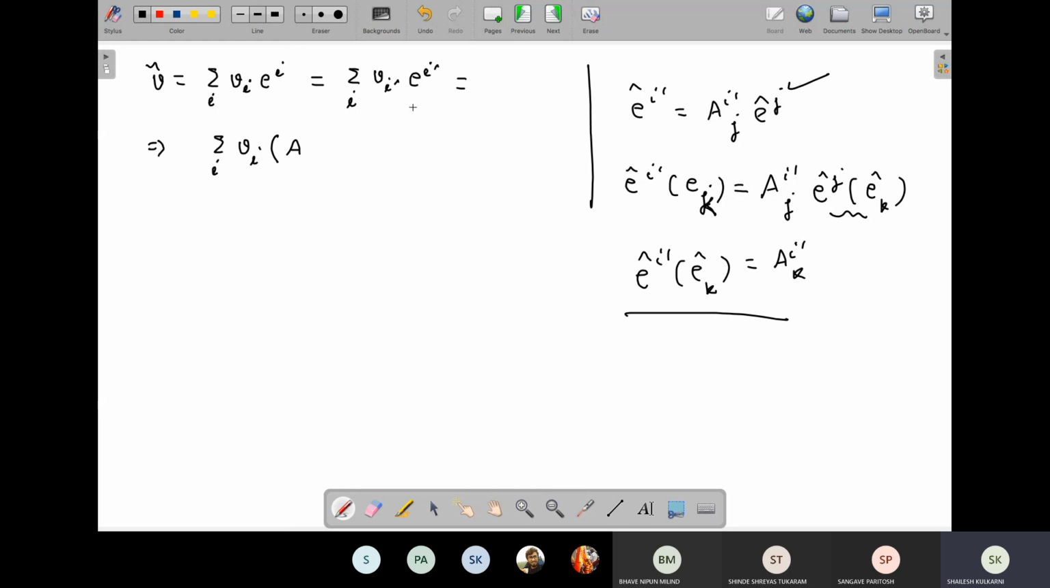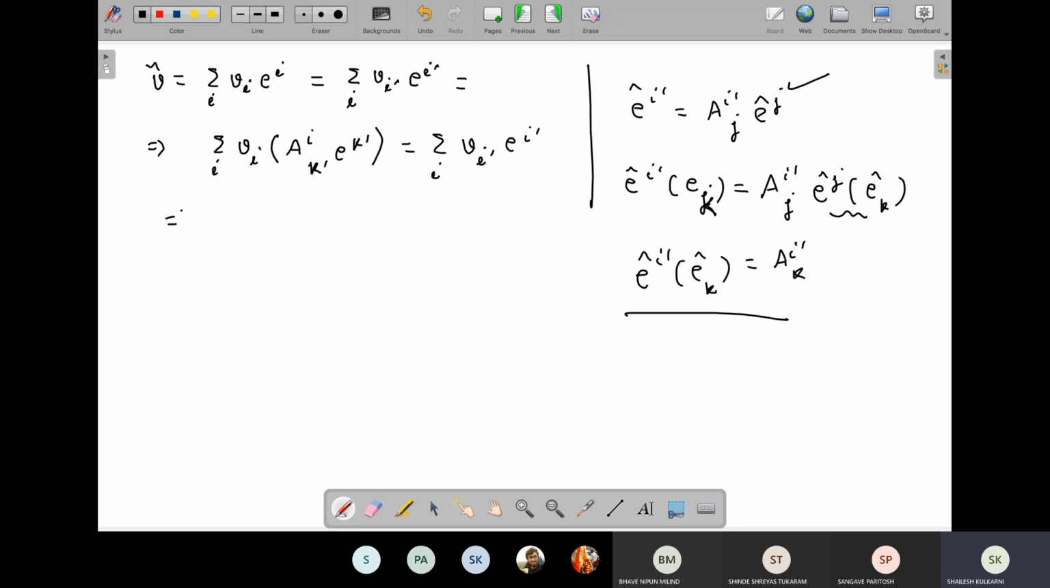Now you substitute this here, either for e_i or for e_i'. Let us substitute. What are we going to get? It will be better if we substitute for e_i. So e_i will be the inverse of this. What is the inverse of this? The inverse of this will be a_ik' e_k'. This is equal to the summation over i of v_i' e_i'.